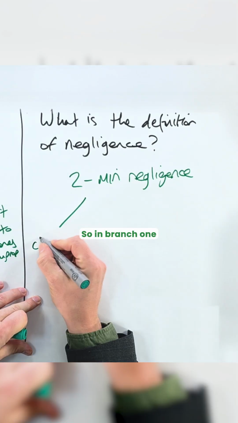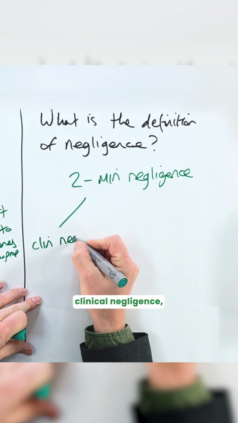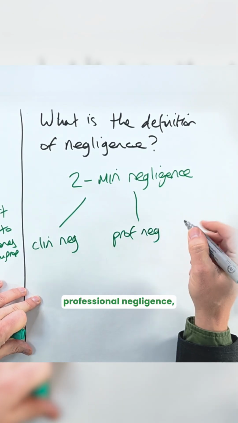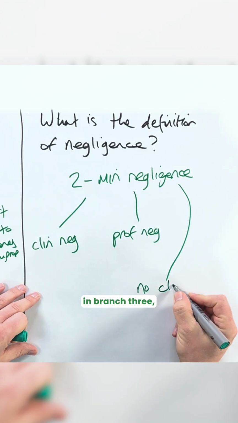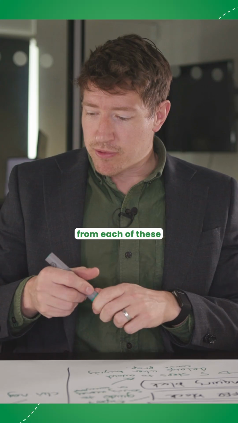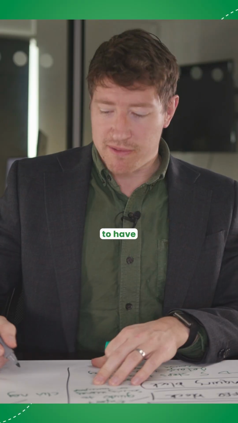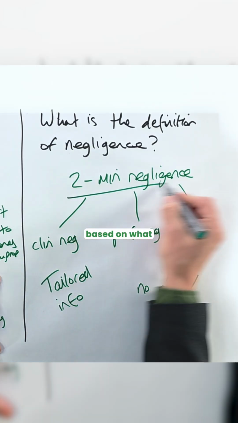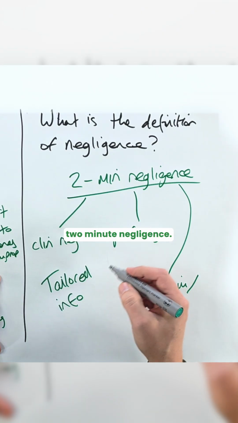So in branch 1, you might have clinical negligence. In branch 2, you might have professional negligence. And then in branch 3, no claim or other. And from each of these, we're going to have tailored information to the user based on what they've put into this 2-minute negligence check here.